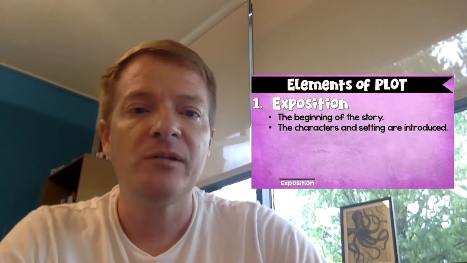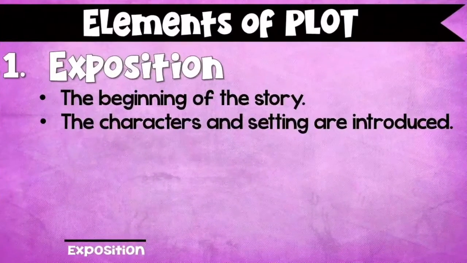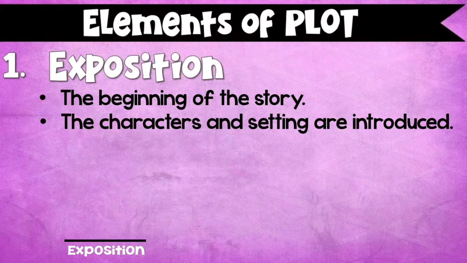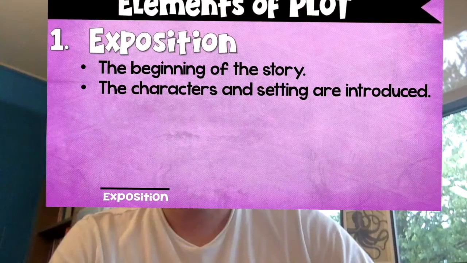Now, the first type of element of a plot we're going to talk about is an exposition. The exposition is the beginning of the story. It's going to set up the characters and introduce them, and it's going to talk about the setting. And remember, a setting is a time or a place in the story.